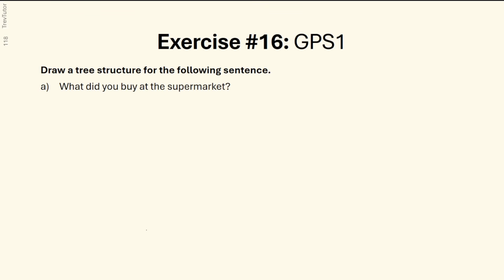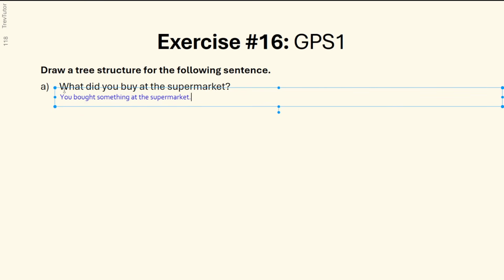So let's try to draw a tree structure for this sentence. What did you buy at the supermarket? We have to consider the base generated sentence in order to do movement. So it would be, you bought something at the supermarket. What we're doing in this case is turning something into a WH word, what, and moving it out front. We're also going to have to introduce an auxiliary in order to get did out there as well. So for this sentence, we'll start with a CP.